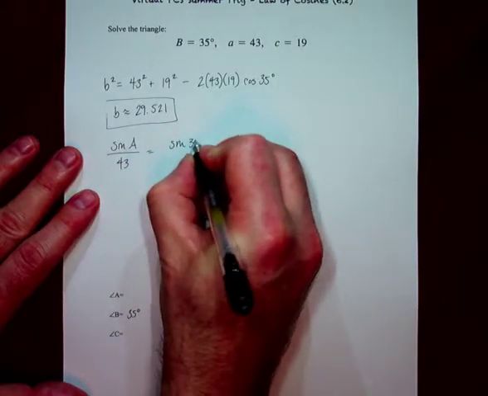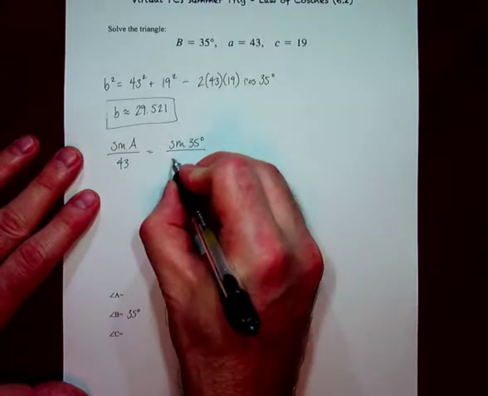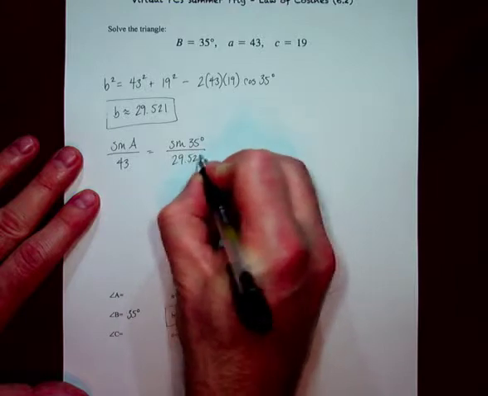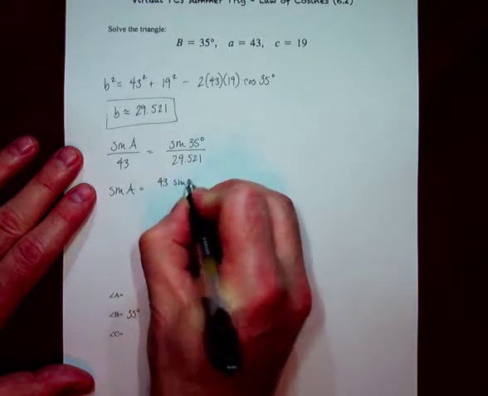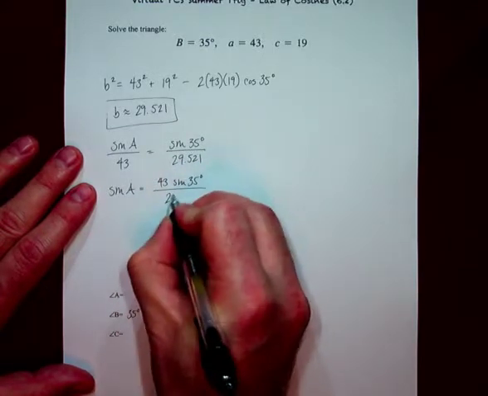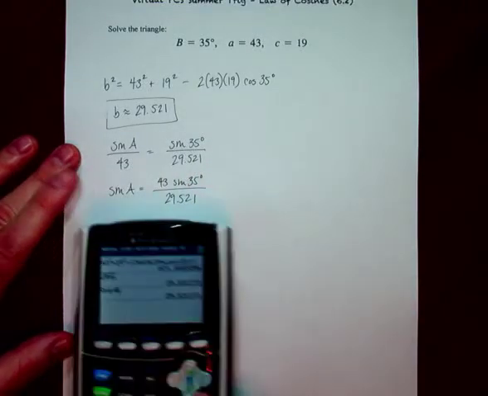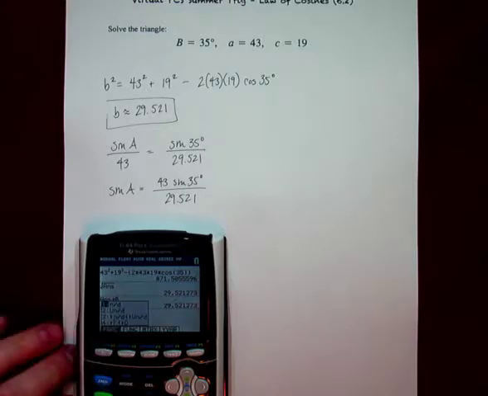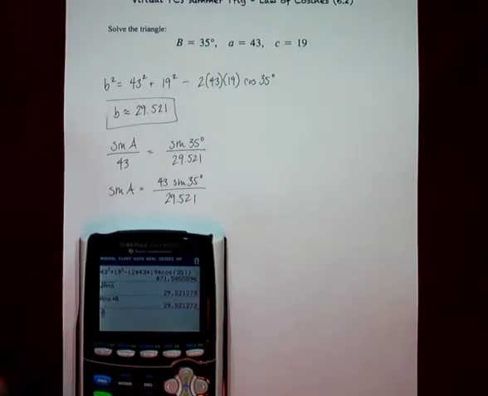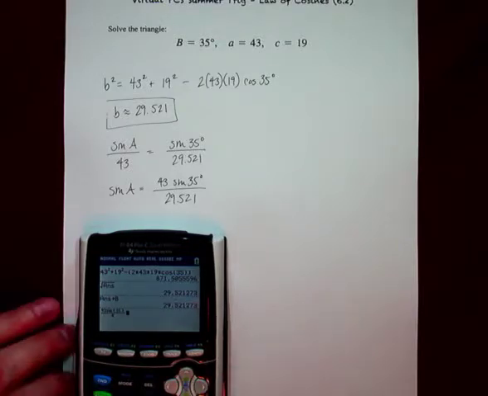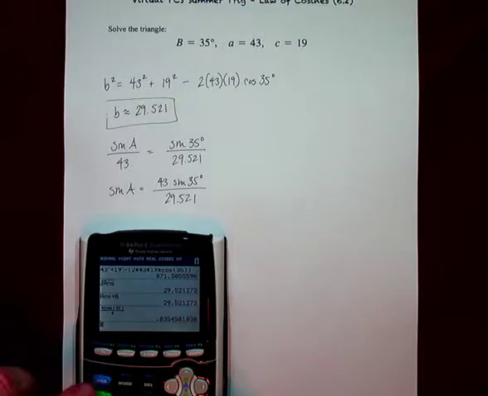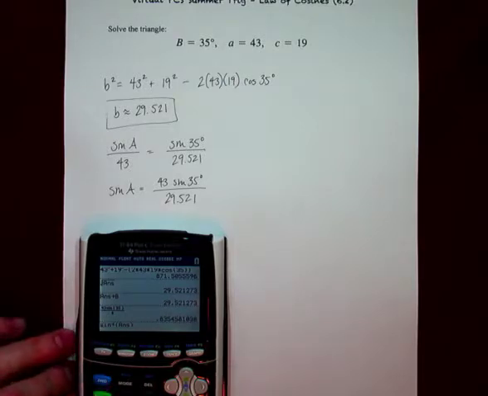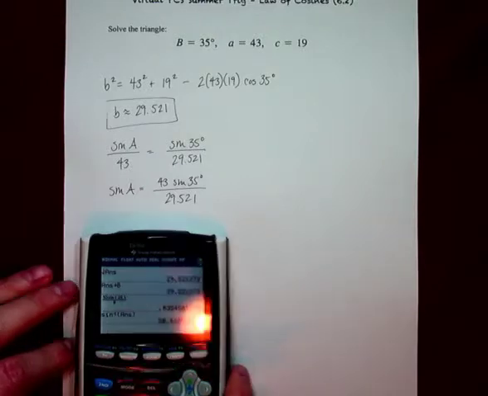Sine of b, I'm using b because that's my full ratio down here, over b, which is 29.521. Now that means that sine of a is 43 sine 35 degrees over 29.521. And I simply need to take the arcsine of that. Let's go ahead and find that ratio. 43 sine 35 over, now I stored that into b, so I can just put b there in the denominator, and I get 0.835. Let's take the inverse sine of that, and we're going to get 56. And you're thinking to yourself, that's not right.